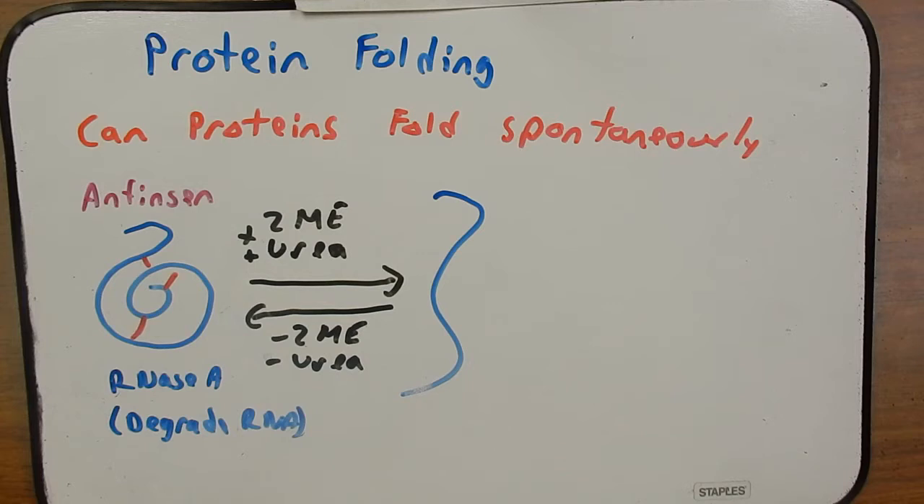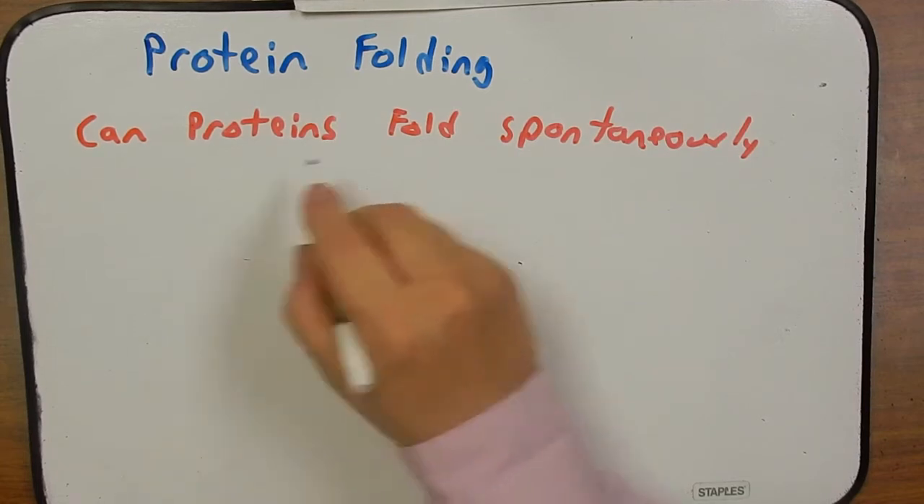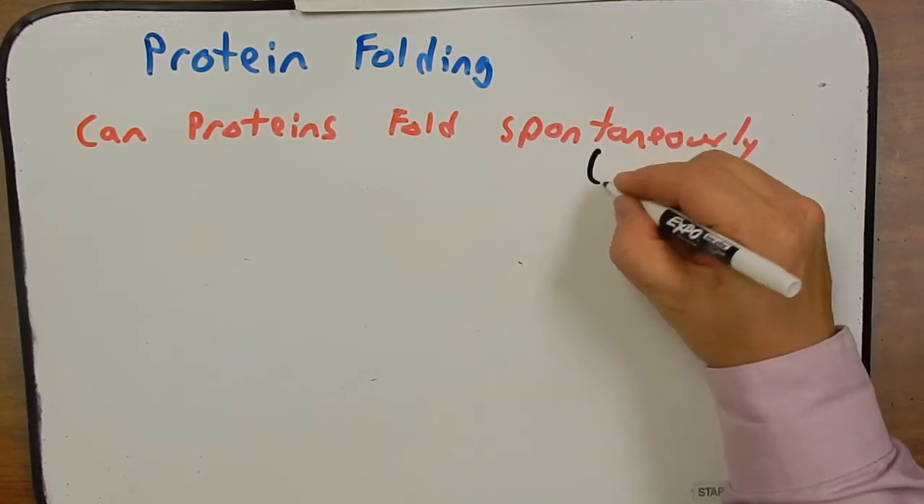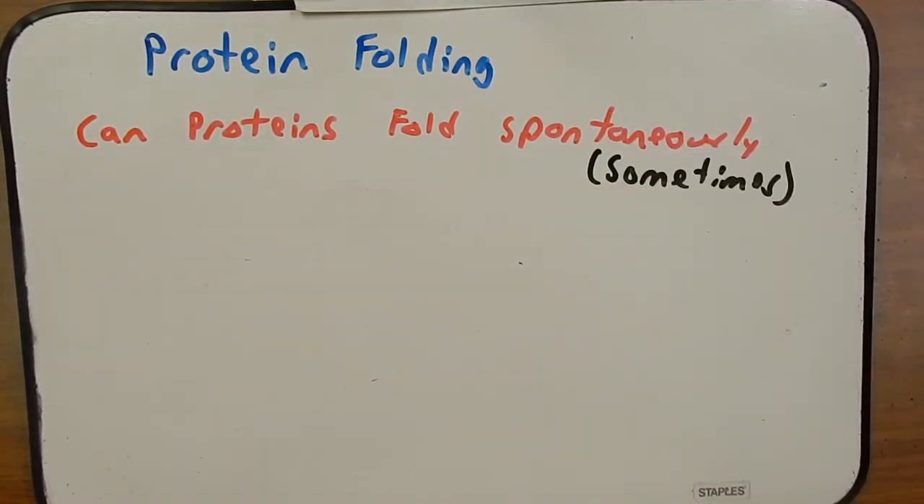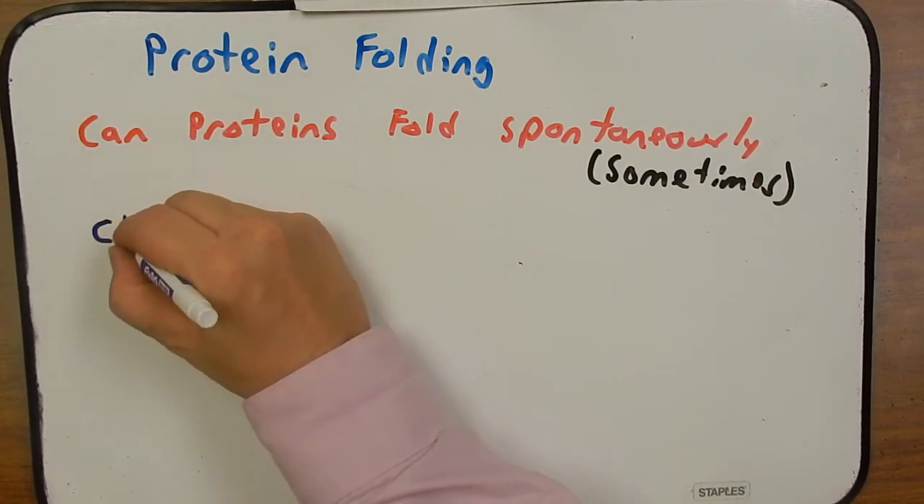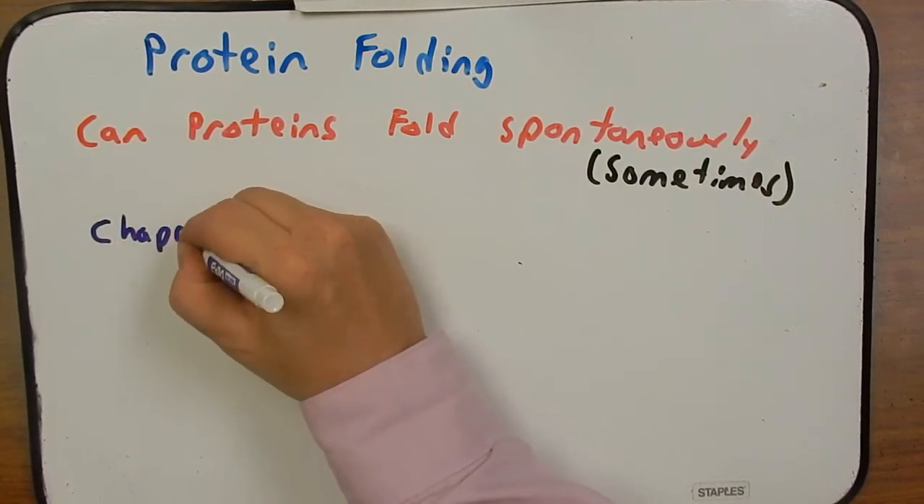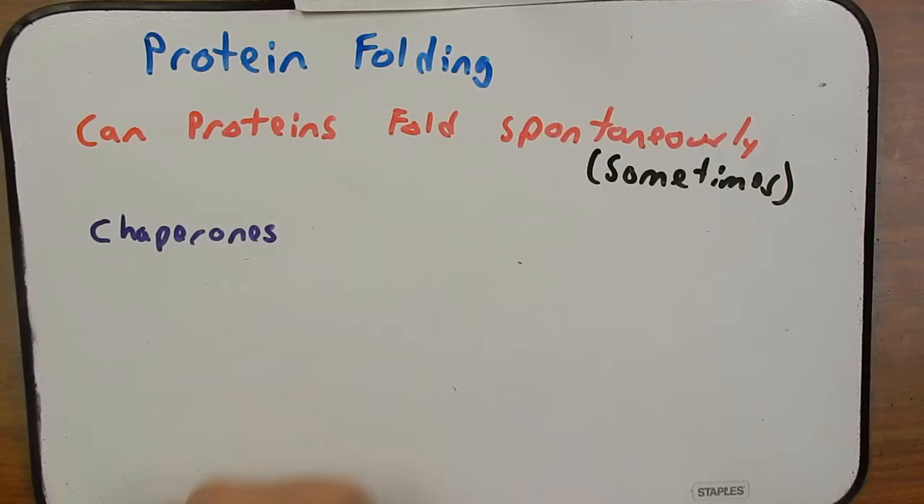Now it's important to note though that even though Atkinson showed that this enzyme, and others, can fold spontaneously, we now know that the folding of the protein often requires helper proteins. So let's talk about those next. To answer this question, can proteins fold spontaneously? Let's just write sometimes. I just mentioned that RNase A could fold spontaneously without the help of other proteins, but sometimes there are other proteins which require help.